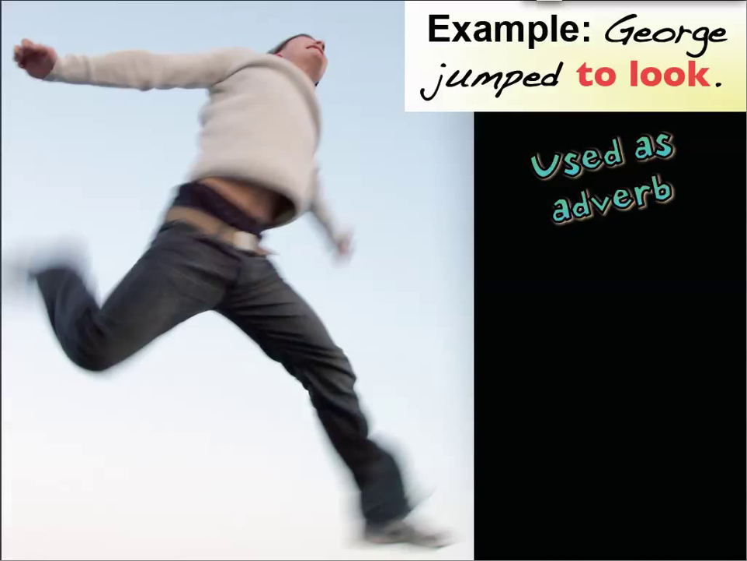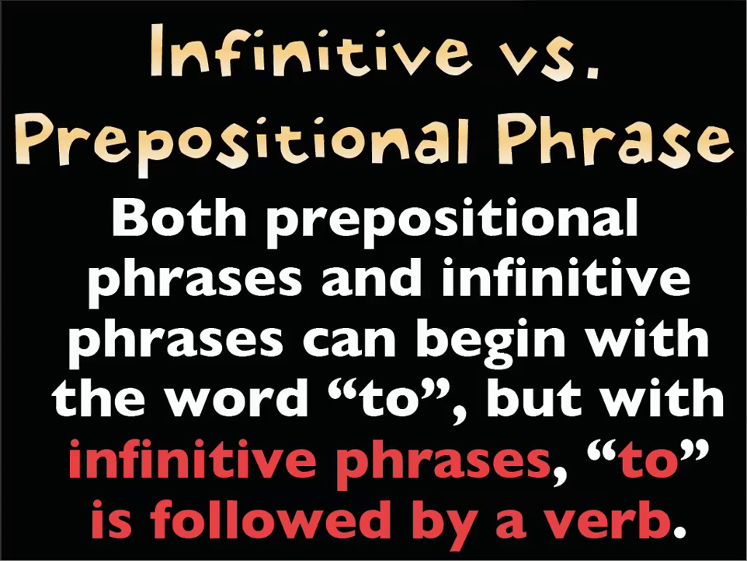In this example, the infinitive is being used as an adverb. George jumped to look. Notice the infinitive to look is modifying jumped, which is a verb, so it's being used as an adverb. Sometimes prepositional phrases can begin with the word to as well.